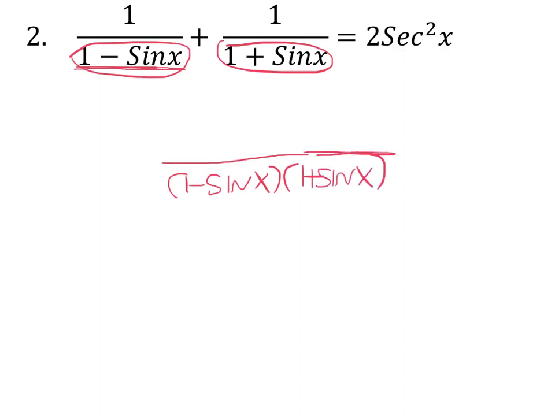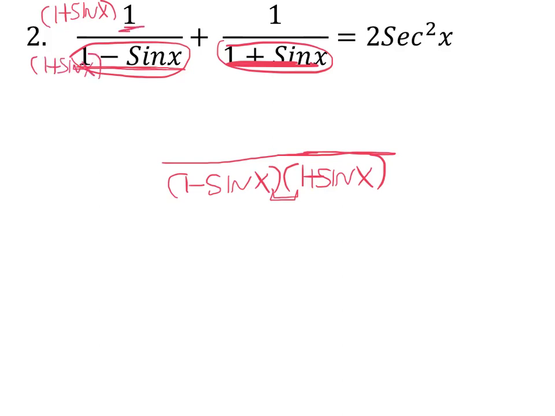Now, this is going to be good because these are conjugates right here. If you FOIL this out, you're going to get 1 minus sine squared of x, which is a Pythagorean identity. But before we do that, let's multiply each of these two fractions to see what our new numerator is going to be. Okay, the first fraction, 1 over 1 minus sine of x, I'm going to multiply by the other factor. I'm going to multiply the top by 1 plus sine of x, and the bottom by 1 plus sine of x. So it gives me that common denominator.